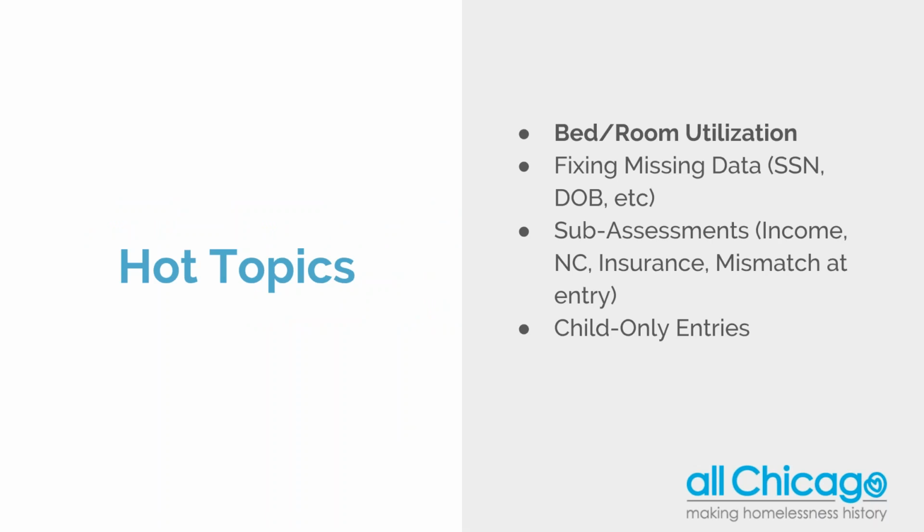Like I said, it's a four-part webinar series that we've been having today. We've already had webinars on fixing missing data, sub-assessment, fixing data, and child-only entries. This is the third one today, on bed and room utilization. I'll be doing another webinar at 3:30, which will be about sub-assessments and ways of looking at sub-assessments in order to fix them, as well as strategies for making sure that you have good data every time you enter a sub-assessment. But today we're talking about bed and room utilization.